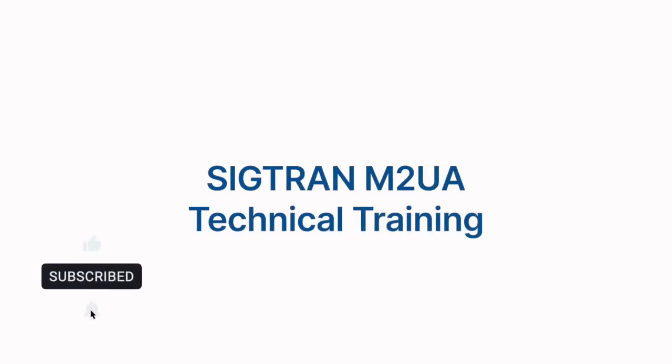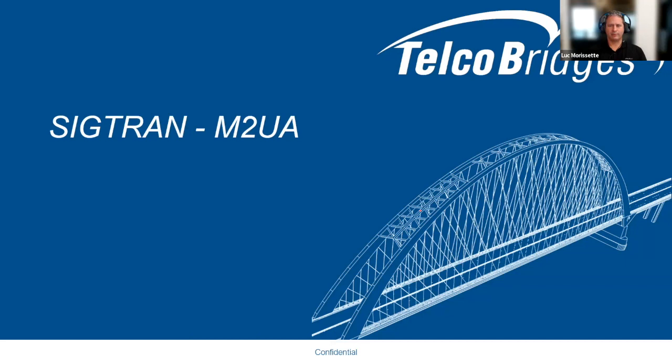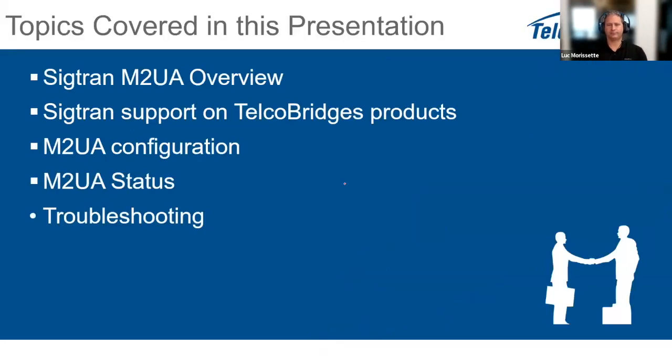Hello, everyone. I will be talking today about SIGTRAN, but more specifically about M2UA. SIGTRAN is a combination of multiple types of signaling interfaces. You can have M2PA, M2UA, M3UA, and other types of services here. However, here I'm going to concentrate on the M2UA variant of the SIGTRAN protocol.